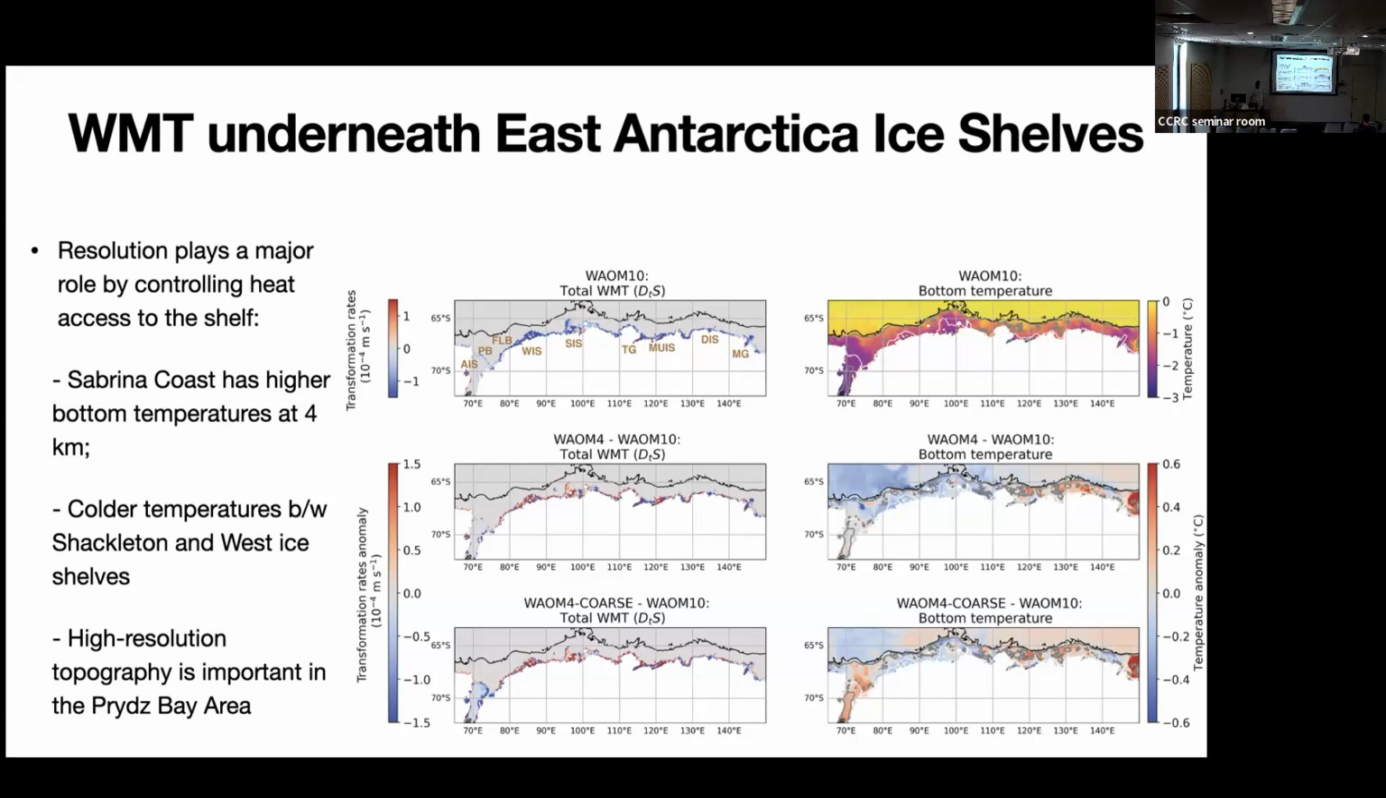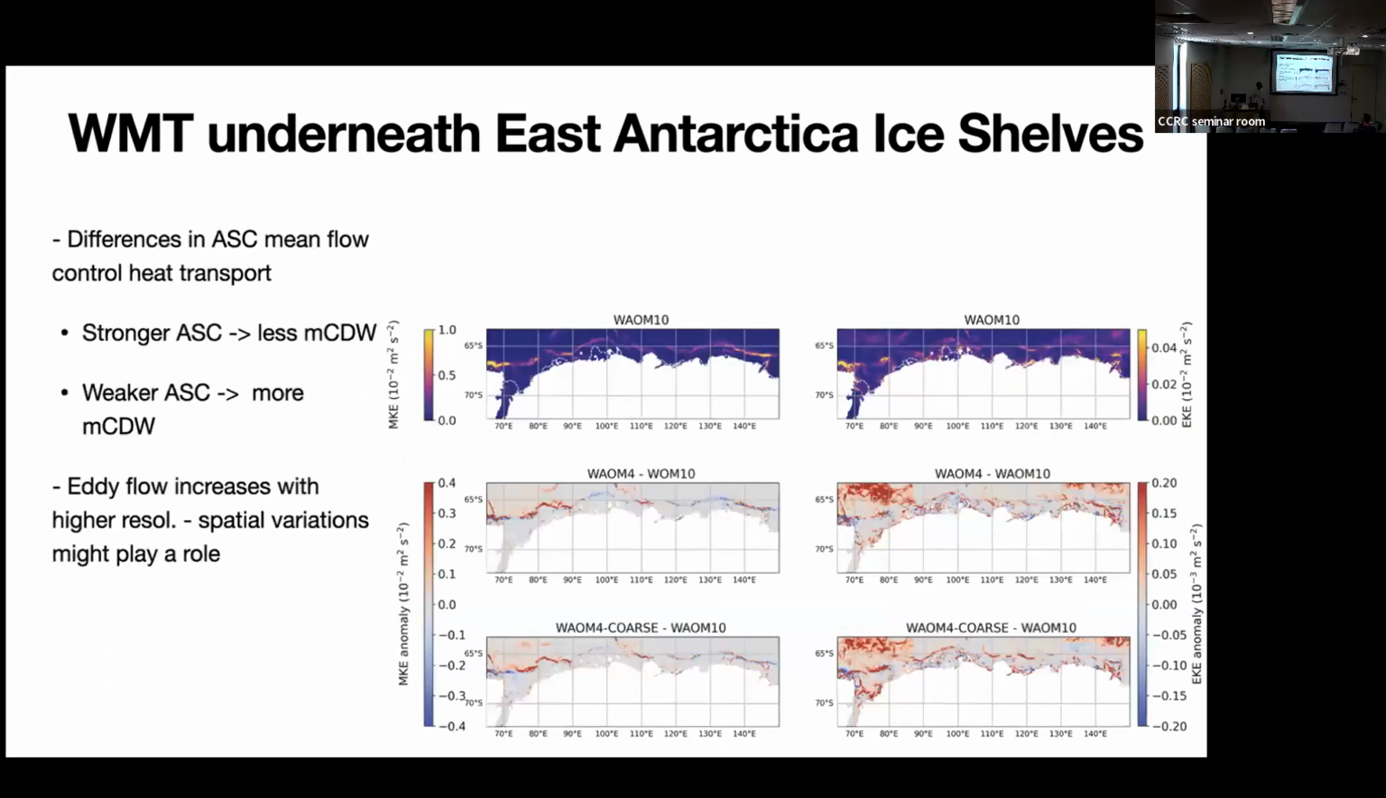But for the change in the resolution, it wasn't that clear what's actually going on. So you first look at the mean and eddy kinetic energy to identify the Antarctic Slope Current mean flow and the effect of eddies, or at least suggest some results from this analysis. Basically, you can see the mean kinetic energy here in the 10 kilometer, and this is the anomalies for the 4 kilometer.